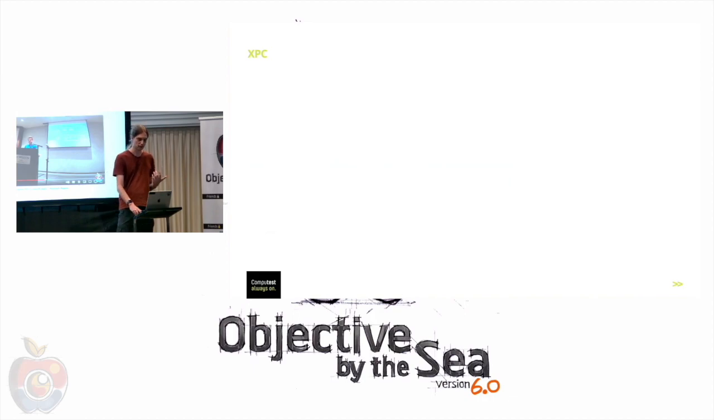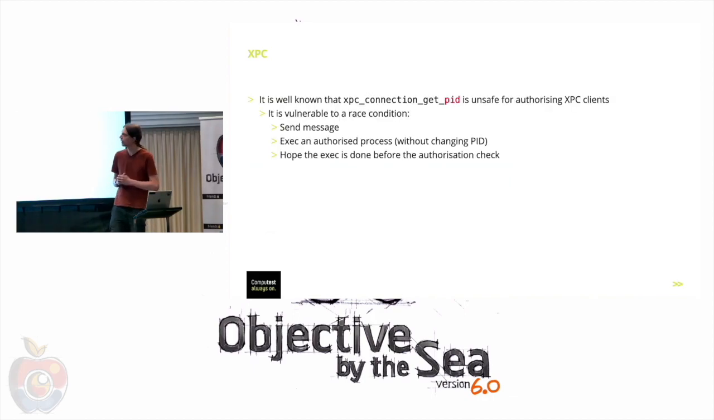So what is the issue with this function? Well, it's vulnerable to a race condition, because you can send the message, then execute another process that would be authorized to send that message, and then hope that the message is received in the process after you executed that new process. So when it starts checking the authorization, it checks the other process instead. Now, on iOS, you cannot simply exec some other process, but there are other tricks you can do with crashing your own app and making it reuse a PID.